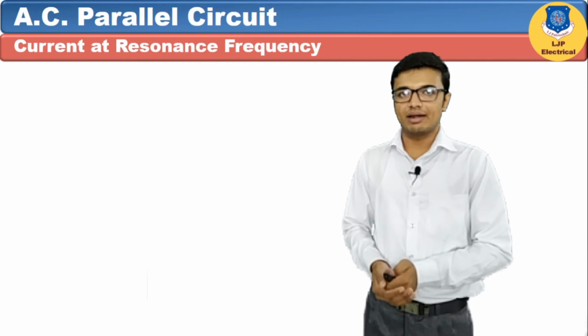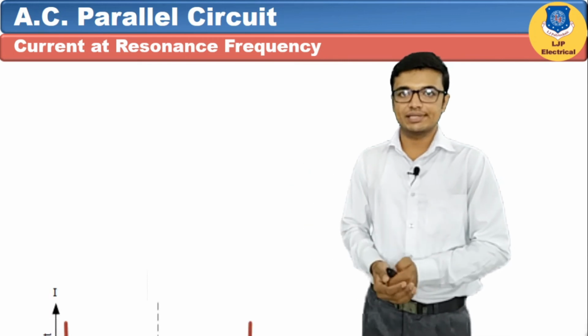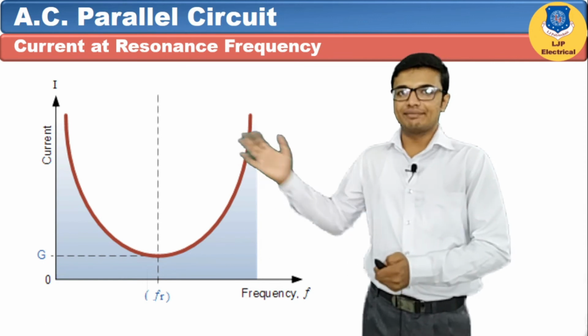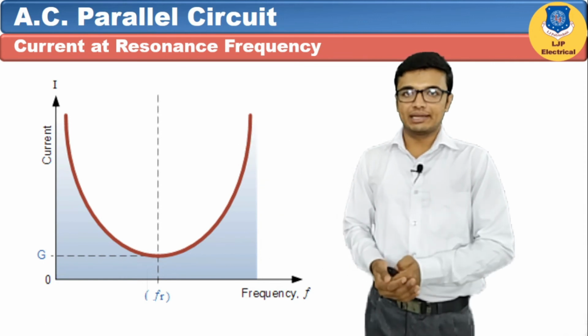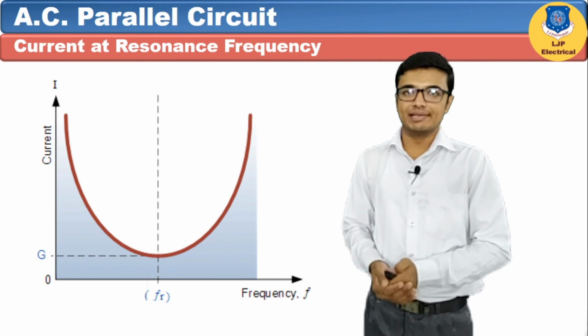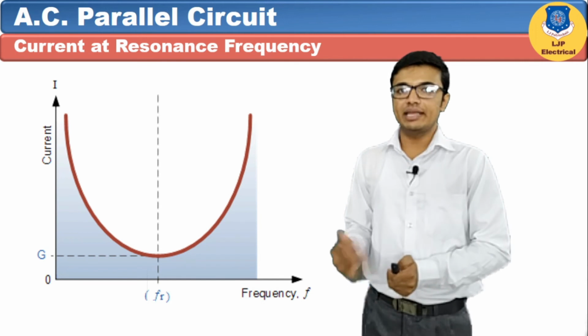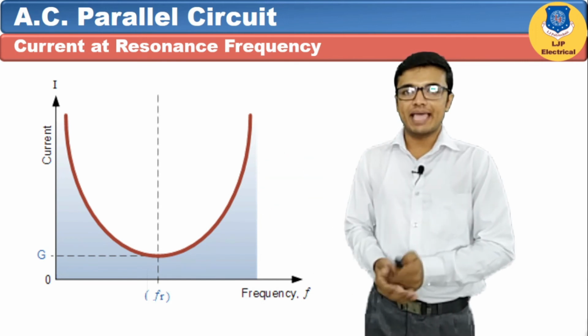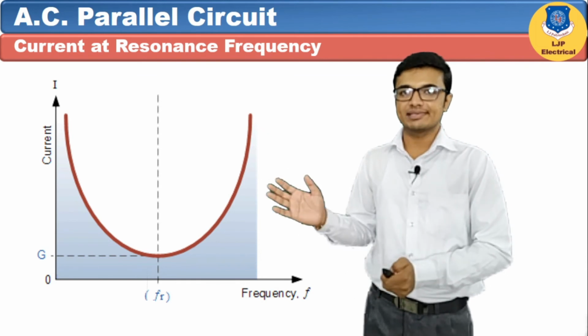Let's see variation in current with variation in frequency. In this graph also we have taken frequency on the x-axis and current on the y-axis. So as we know, in an AC circuit, the property of a material to oppose the flow of current is called the impedance, and this impedance is inversely proportional to the current. So the graph of current versus frequency is exactly opposite to the graph of impedance versus frequency.